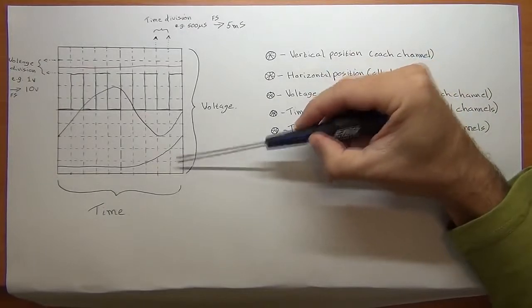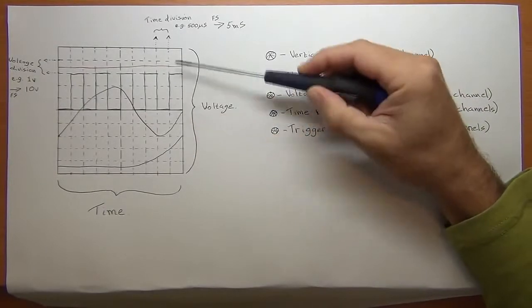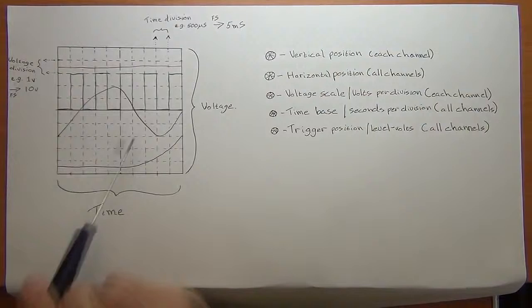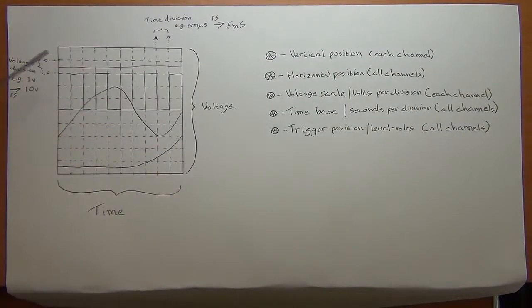And again, it's divided up into individual little divisions, and each of those you can set with a knob to a particular value. And in the example that we're going to have a look at, each of those divisions is set to 1 volt per division, which means the whole screen shows a total value of 10 times those divisions, which would be equal to 10 volts.